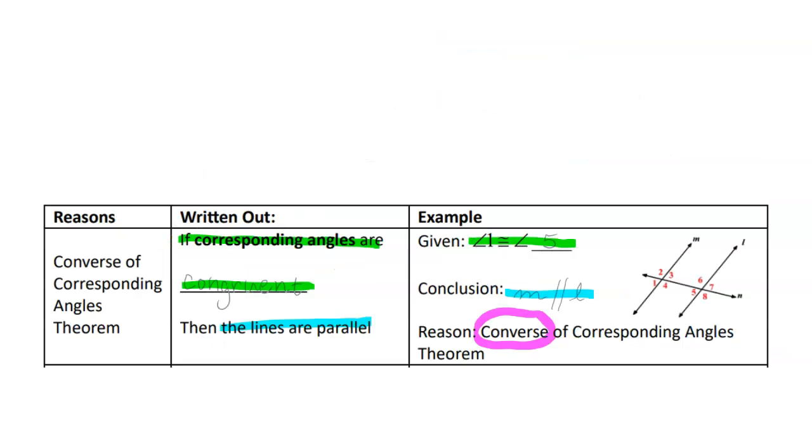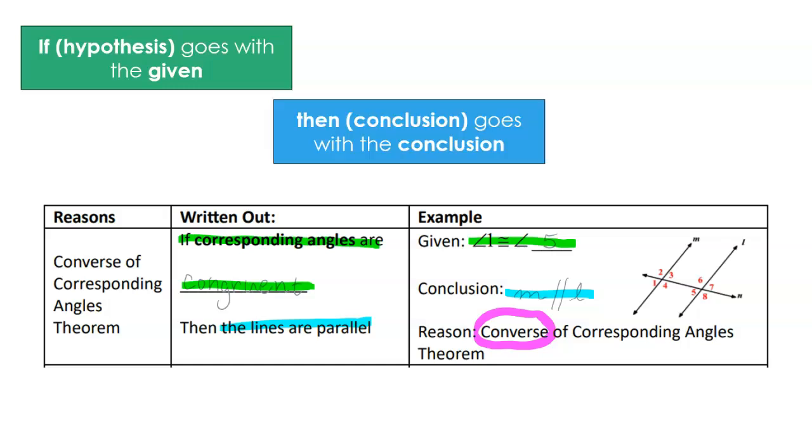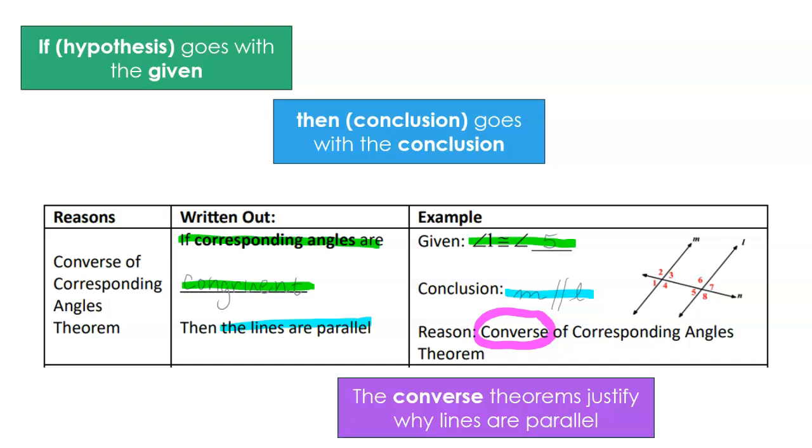The converse theorem is going to be a little bit different. For the converse theorems, we are going to be given something about the angles. In this case, corresponding angles are congruent, and our conclusion will be that the lines are parallel. So if we're trying to show that the lines are parallel, we're going to use the converse theorems. The converse theorems are going to justify why the lines are parallel, and the other theorems, the ones that aren't converse, will justify something about the angles.